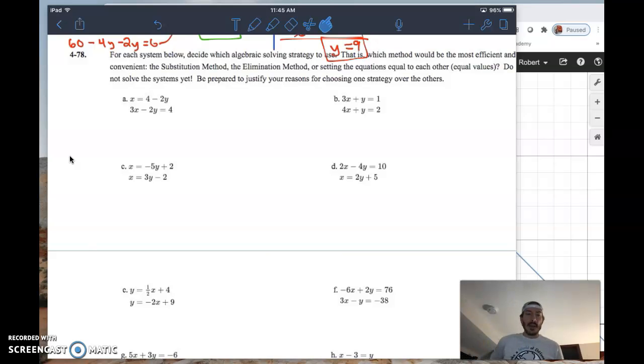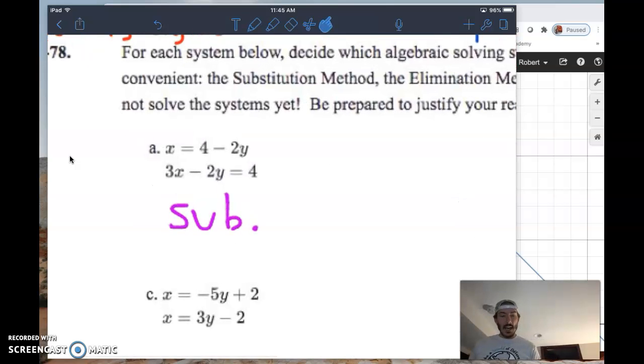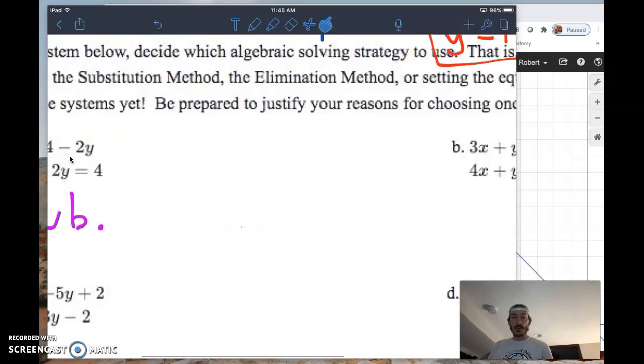Let's start with A. Let's pick a different color here. I like purple. A is one that I would use substitution for. And you're going, Anderson, why in the heck would you use substitution on A? And I would say, this is the dead giveaway. I've already got x by itself. That means it's a freebie to sub 4 minus 2y into the second equation for x. Then I've got one equation, one variable. Okay, so A is a definite substitution for me.